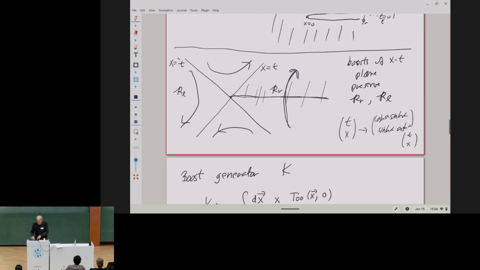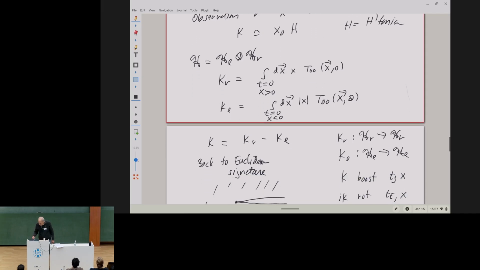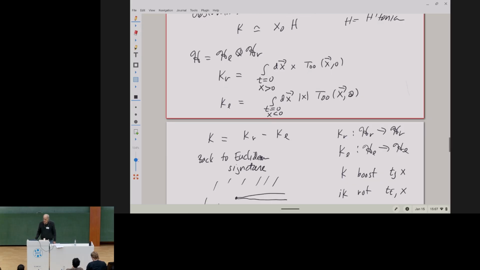The picture is asymmetrical here between left and right. The boost that maps you forward in time if you're at positive X maps you backwards in time if you're at negative X. So somewhere there's a minus sign. If I didn't want a minus sign here, I should remove the absolute value here. And then this operator would map you backwards in time because X is negative. Any other questions? Yes?